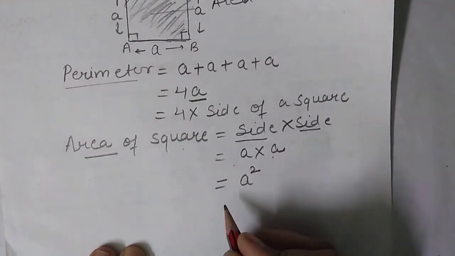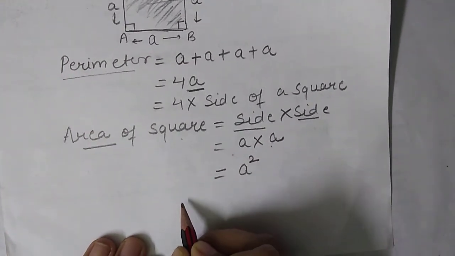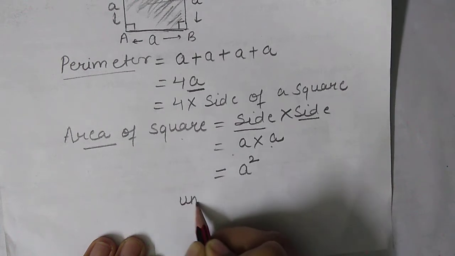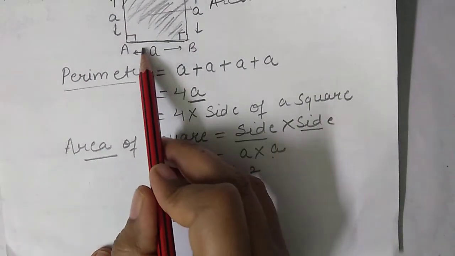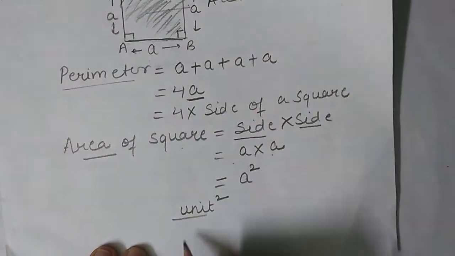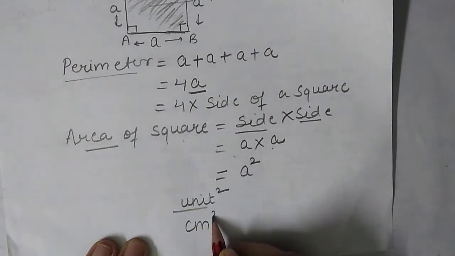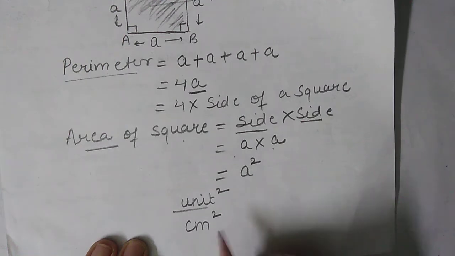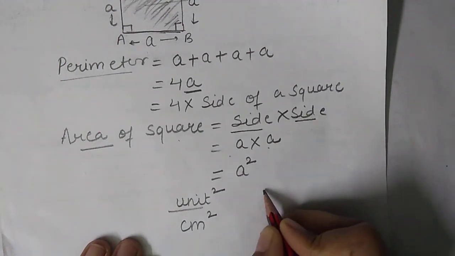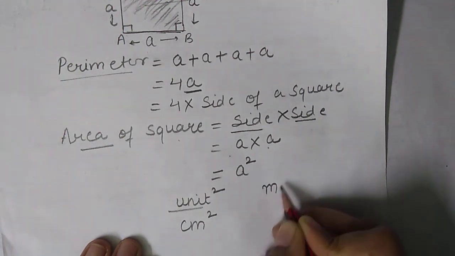Okay, and its unit is always unit square. Okay, if the length of the side is given in centimeter, so it will be centimeter square, or you can read it as square centimeter. Okay, if it is given in meter, so it will be square meter.